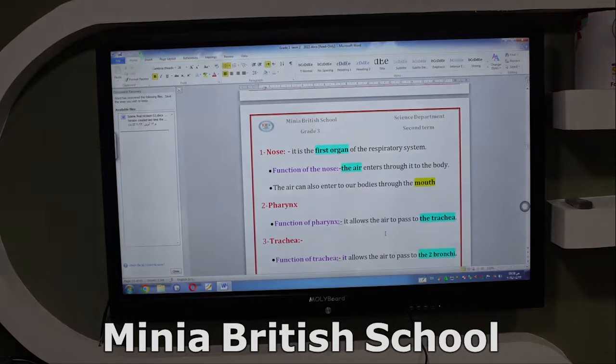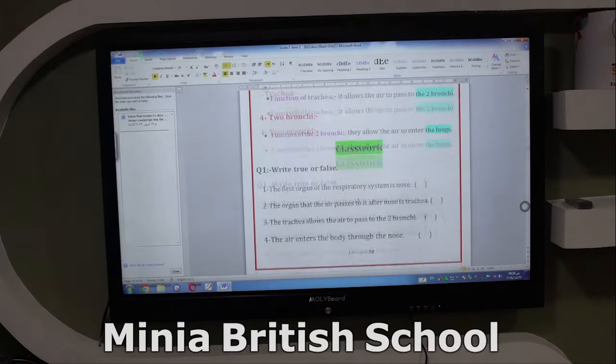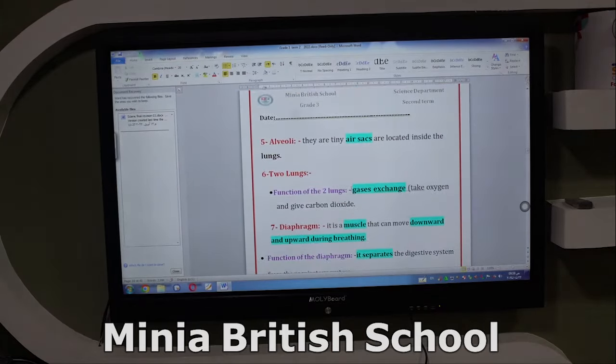Okay, next organ, pharynx. Pharynx, trachea, and two bronchi have the same job. They act as delivery boys. They just deliver the air from the organ before to the organ after. So we have three delivery boys in the respiratory system: pharynx, trachea, and the two bronchi. Okay, what else? Alveoli. Alveoli are tiny air sacs. Don't forget, tiny air sacs, small sacs full of air. Okay, this is about the alveoli.